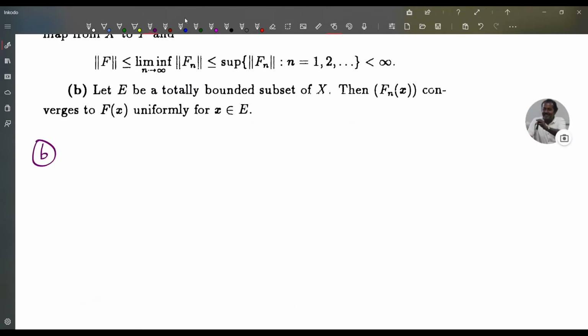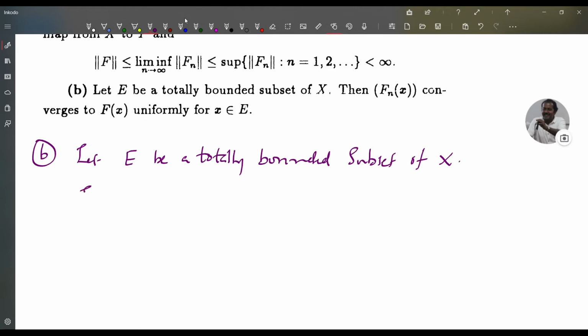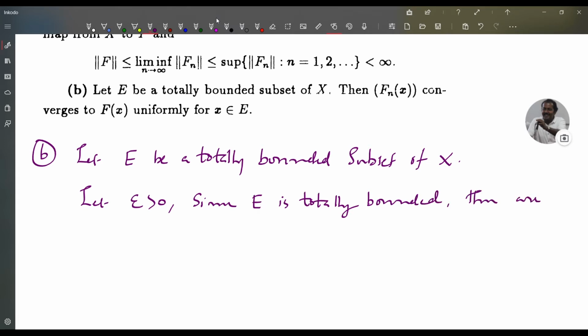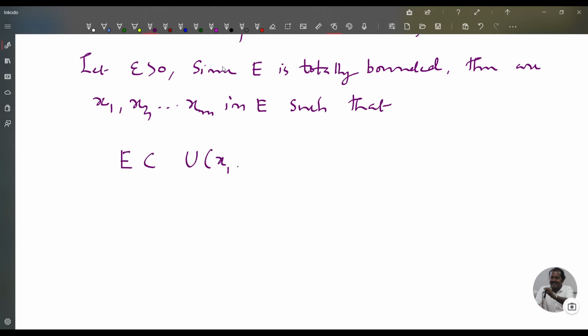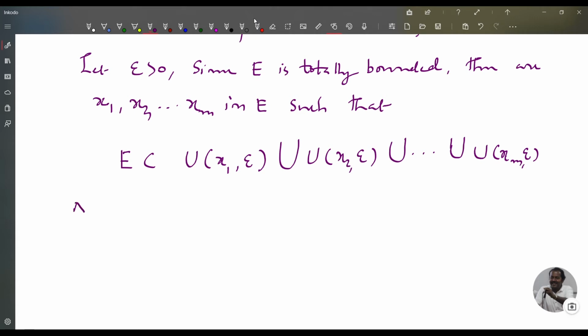Proof of B. Let E be a totally bounded subset of X. Let epsilon be positive. Since E is totally bounded, there are x1, x2, etc., xm in E such that E is contained in U(x1, epsilon) union U(x2, epsilon) union etc. union U(xm, epsilon). You know that fn(x) converges to f(x). Now fn(xj) converges to f(xj) as n tends to infinity for j equal to 1, 2, etc., m.